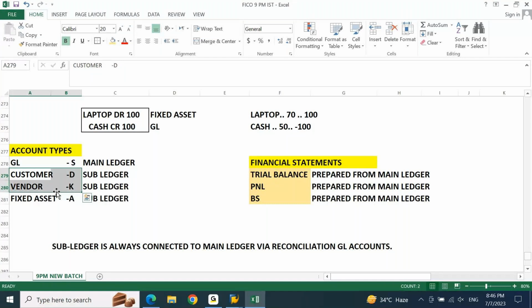Go ahead. What is this, account types or document types? This is account type. Document type is 2-digit. This is account type. Okay, can you scroll down, sir? I have a small doubt. Down or up? Down.